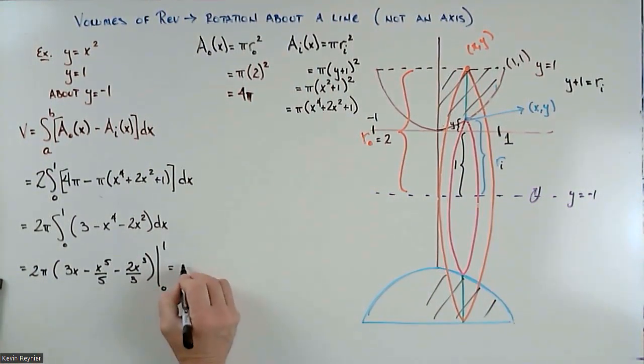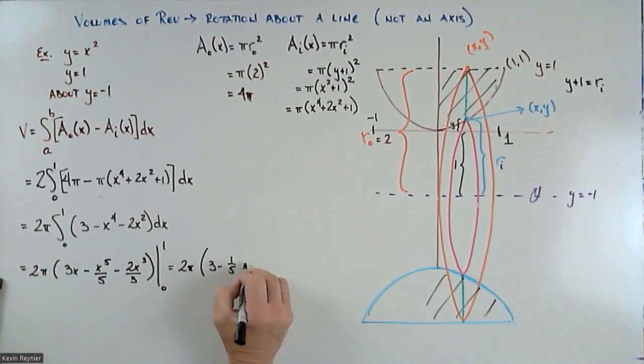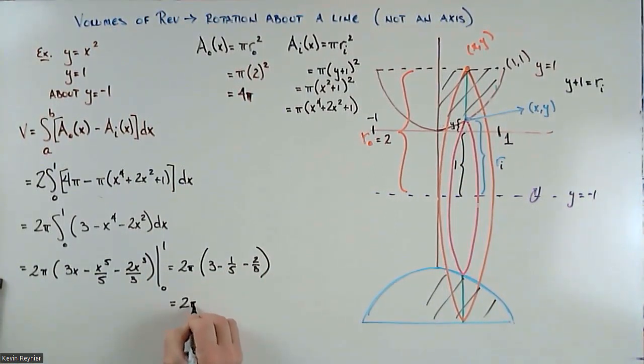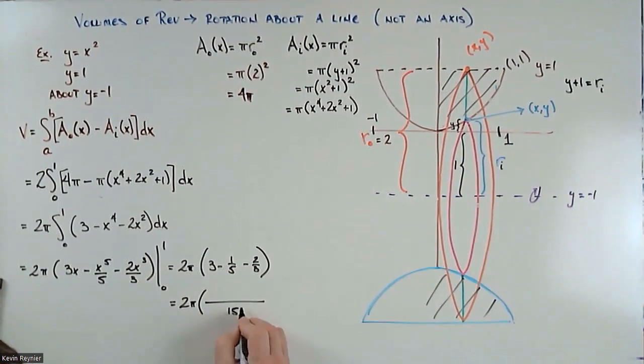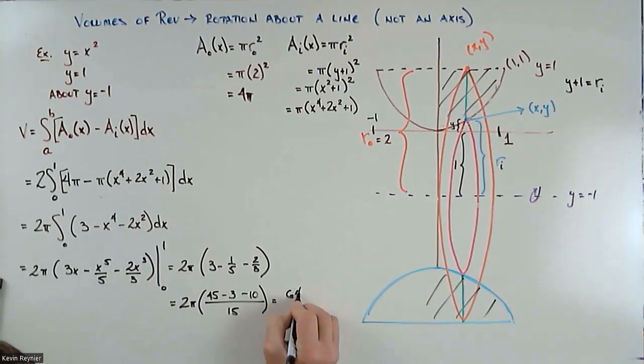That gets us now 2 pi times 3 minus 1/5 minus 2/3. So we end up with 2 pi. Our common denominator is going to be 15. This is going to be 45. 15 times 3 minus 3. 5 into 15 is 3 times 1 is 3. 3 into 15 is 5 times 2 is 10. So we have 45, we have 35, we have 32 times 2. And so we have 64 pi over 15.